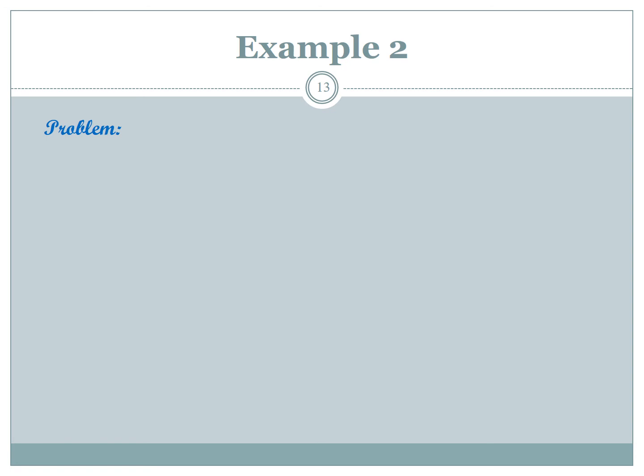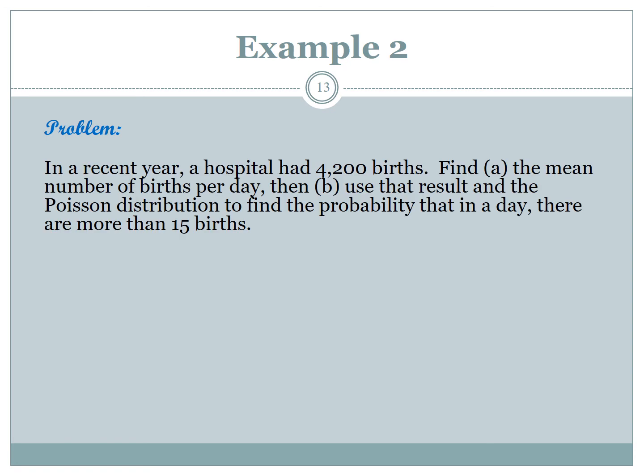Now let's go on to problem number 2. In a recent year, a hospital had 4,200 births. Find A, the mean number of births per day, then B, use that result and the Poisson distribution to find the probability that in a day there are more than 15 births.